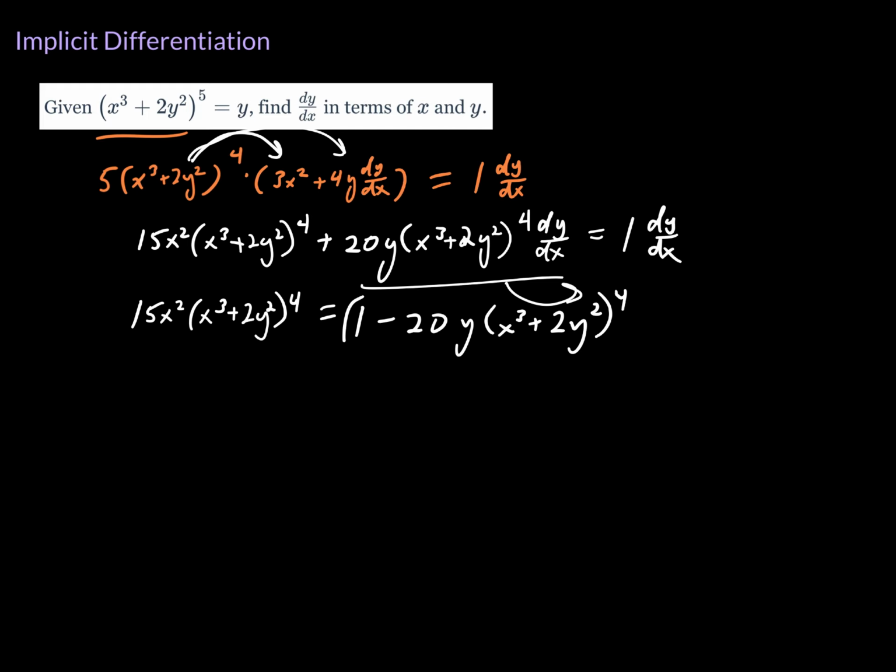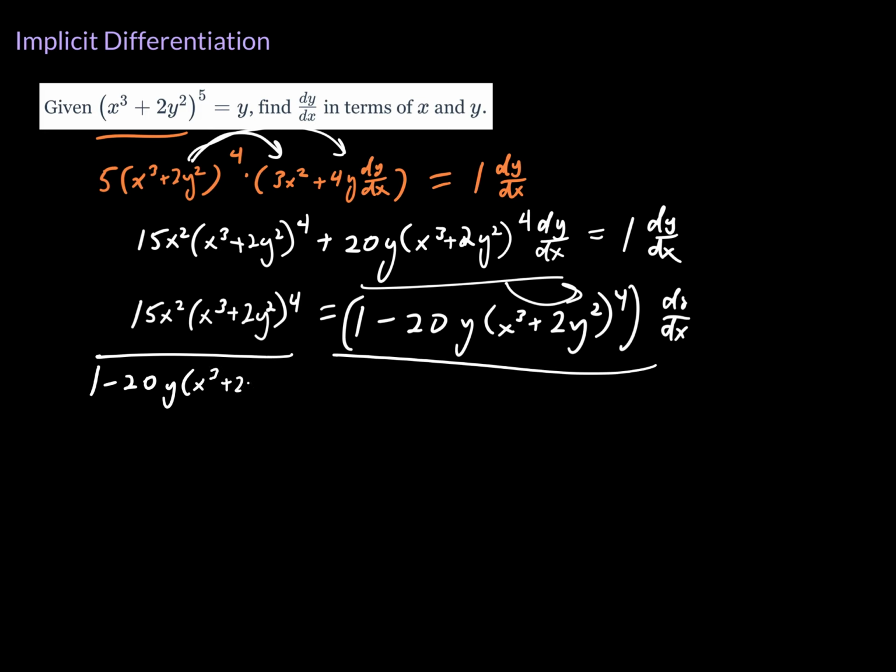And what do we got here? I got this with a dy/dx. And you guessed it, to get dy/dx by itself, we're going to divide both sides by the exact same thing. 2y squared to the 4th. And over here we have the same thing.